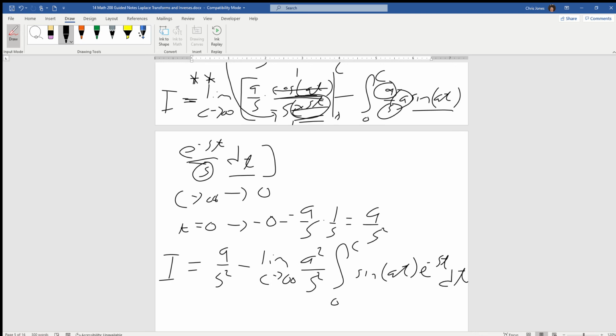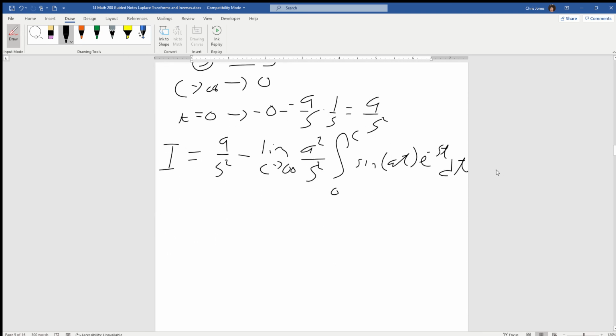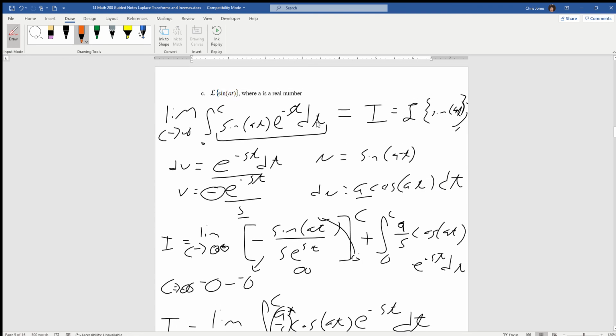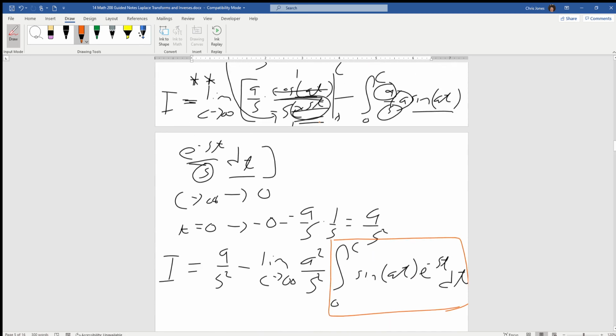Now, intuitively, what we would think is, well, let's just do another parts again. And what we would end up having to do is keep doing integration by parts over and over and over again. In other words, we would never reach a finite solution. However, very keenly, notice what this is. This integral, if we go all the way back to the beginning, from 0 to c, sine at e to the minus st dt, is actually I. So what we can do is replace this integral with I.